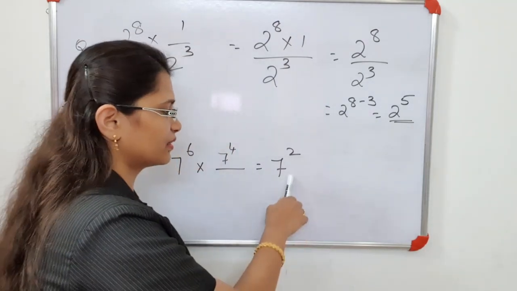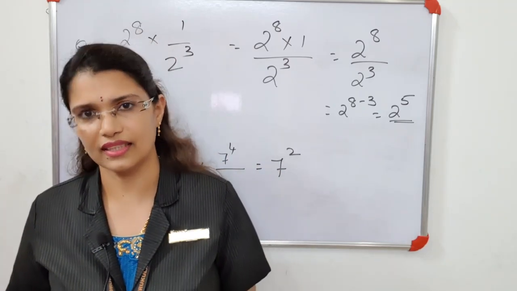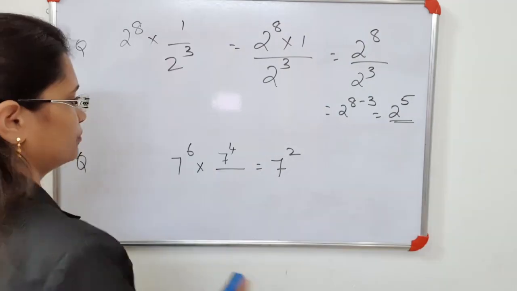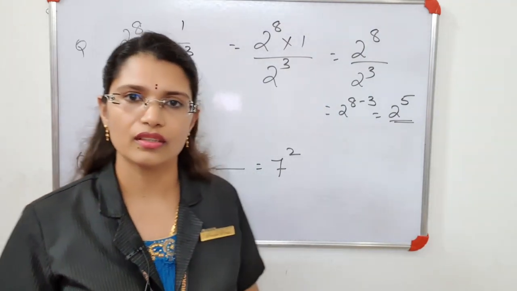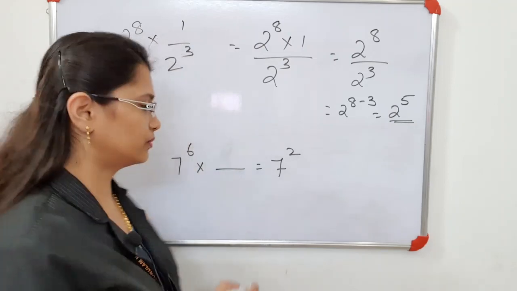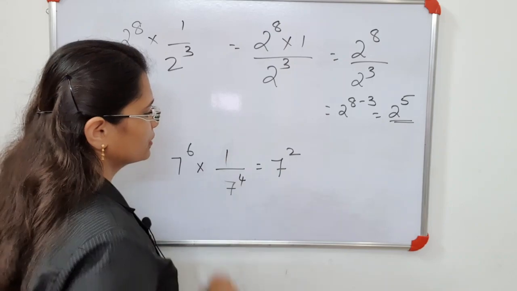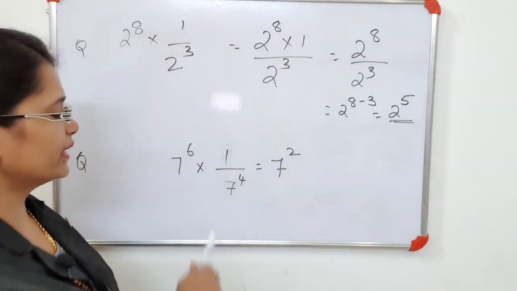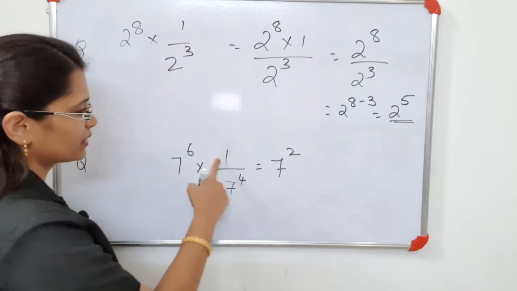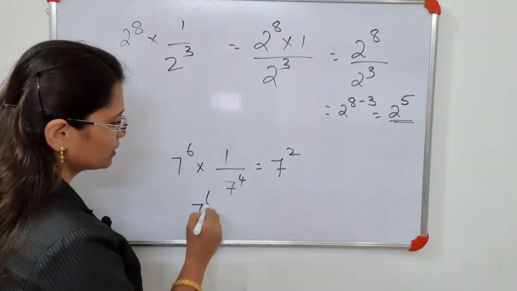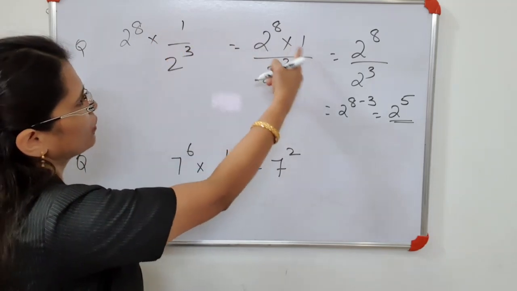But is that the answer here? No, it is 7 square, right? So what can we do? This 7 raised to 4 we can write down here, and here you just put 1 by 7 raised to 4. Now check it. 7 raised to 6 into 1 equal to 7 raised to 6, like this. 2 raised to 8 into 1 equal to 2 raised to 8.